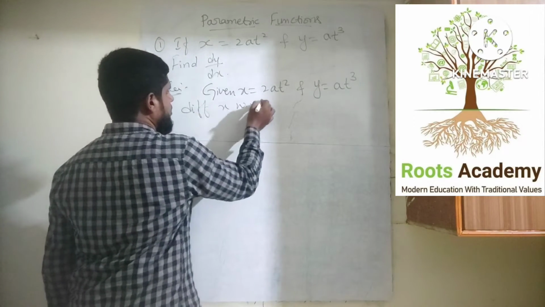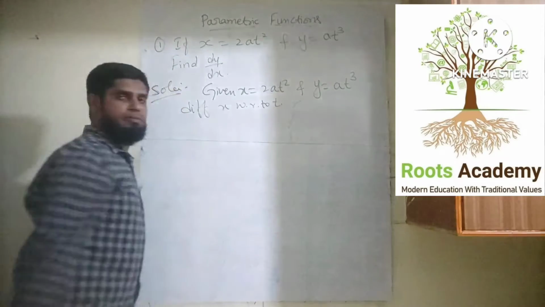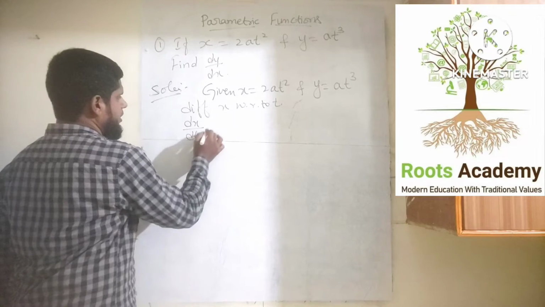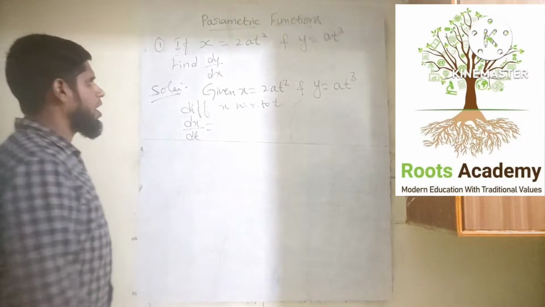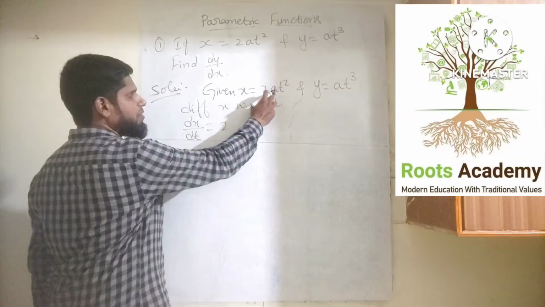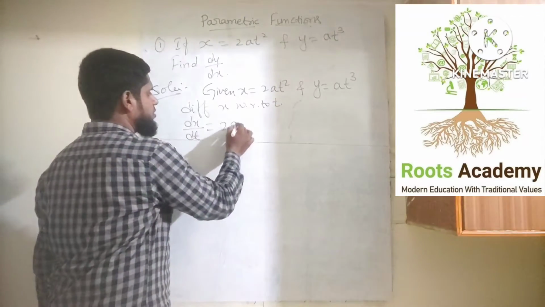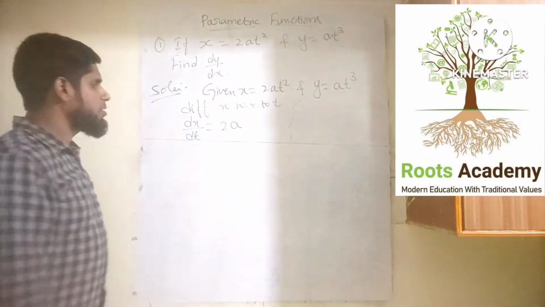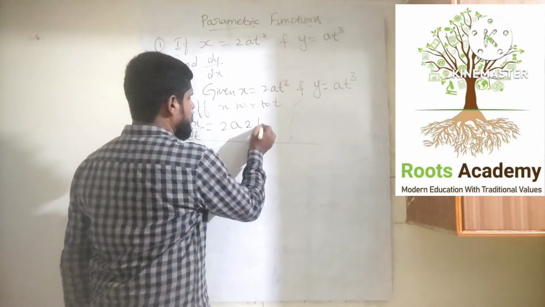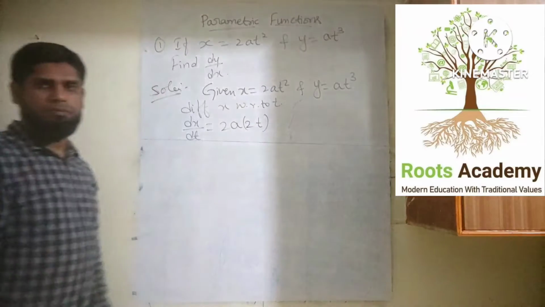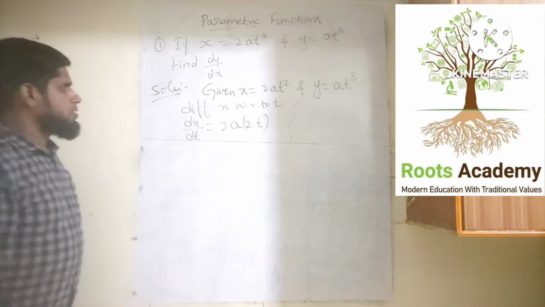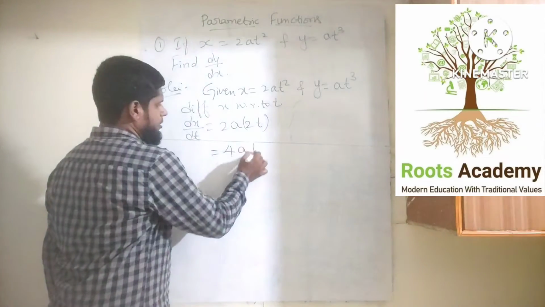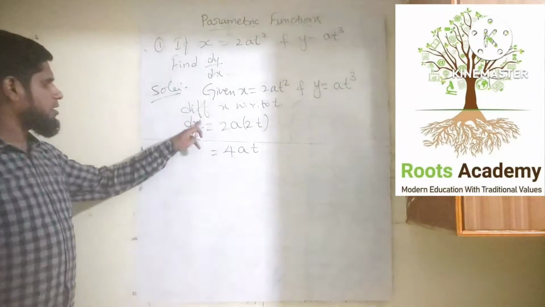Differentiate x with respect to t. So dx by dt is equal to 2 is a coefficient as well as a is a coefficient, as it is, derivative of t square is what? 2t. So this becomes 4at, the derivative of dx by dt.